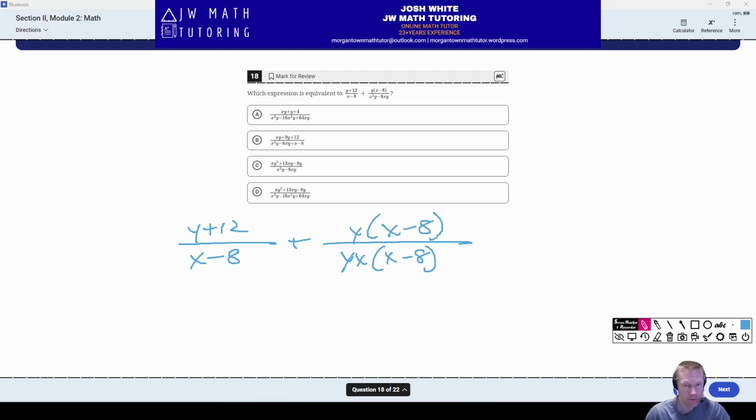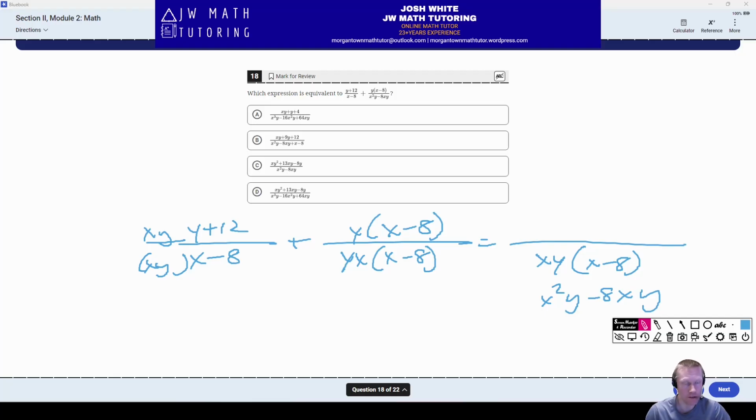Now, what I'm going to do is multiply the left side by xy over itself. That will give me basically the same denominator on both sides, and then I can go ahead and add these two expressions together. So everything's going to end up going over xy times x minus 8, or you could just put it in its multiplied out form, which is x squared minus 8xy. Because if you notice in the answer choices, none of them have denominators that are factored.